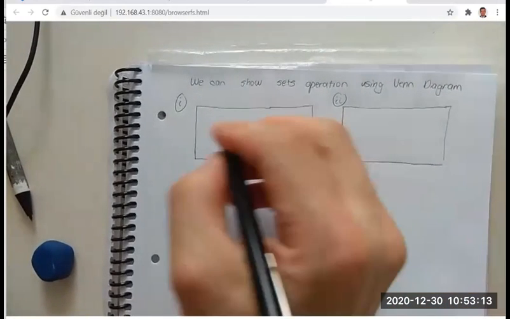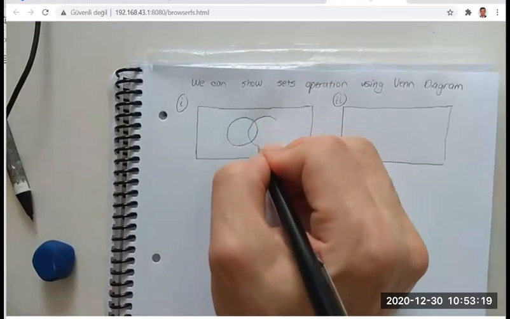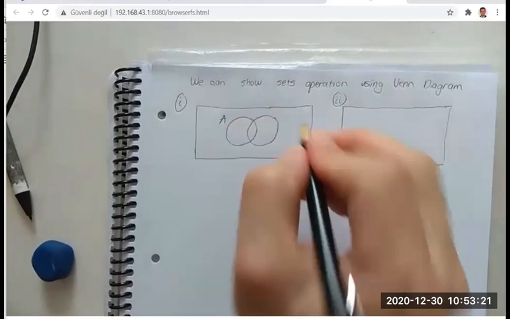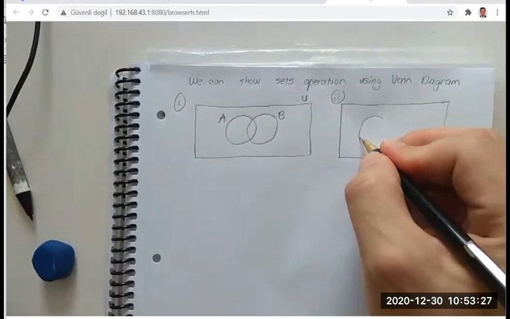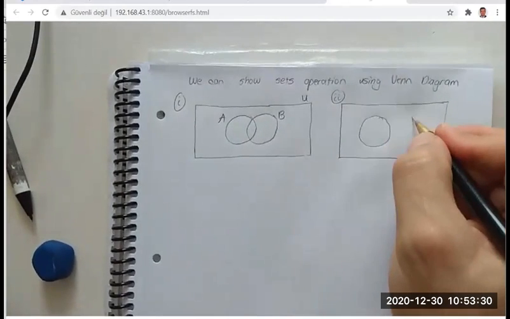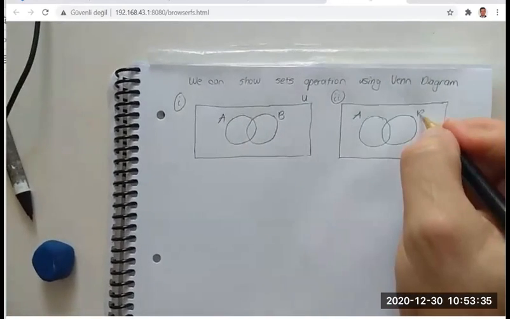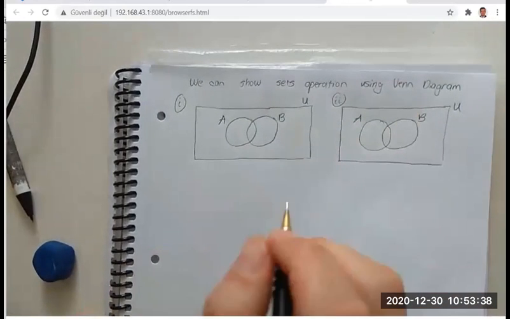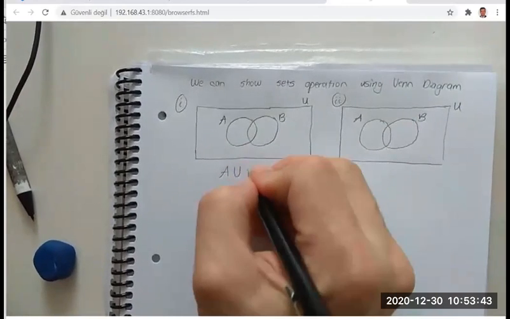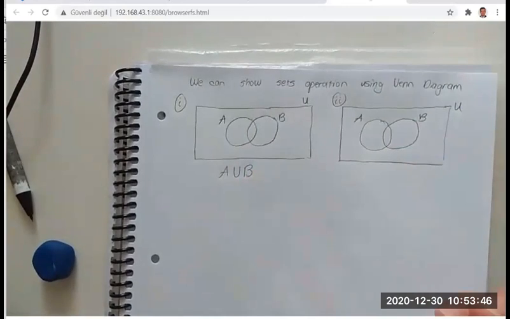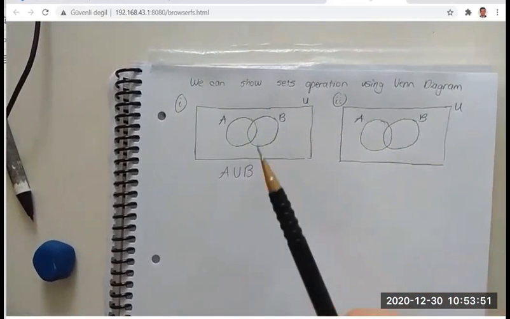Okay, A and B. This is A, B, universal set. And here is again A and B in universal set. So the first one is A union B. I will shade A union B in that universal set like here, right?